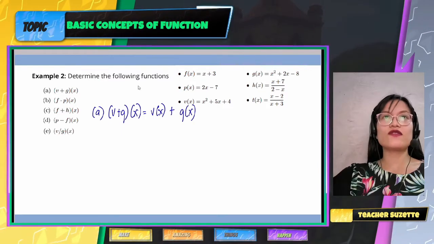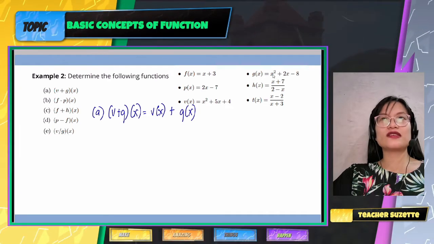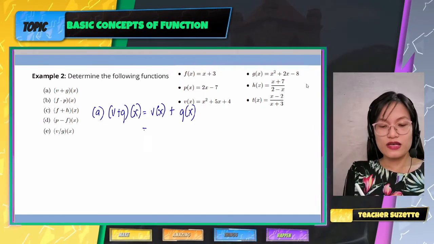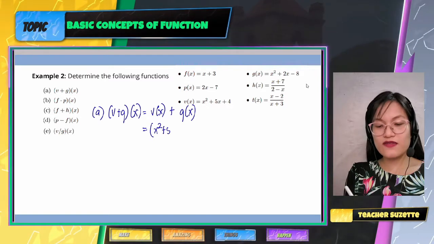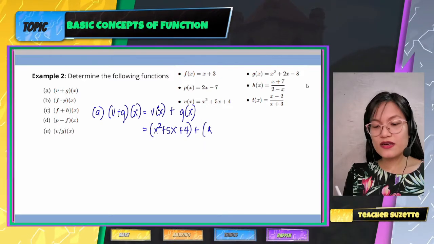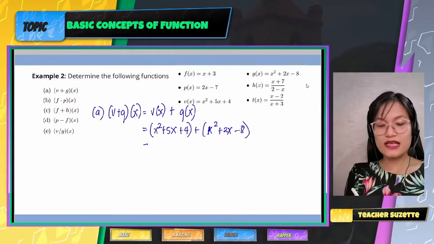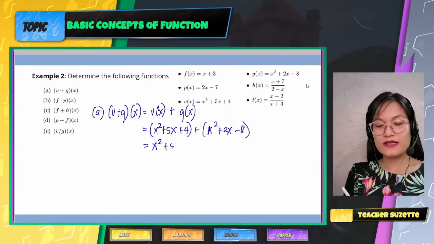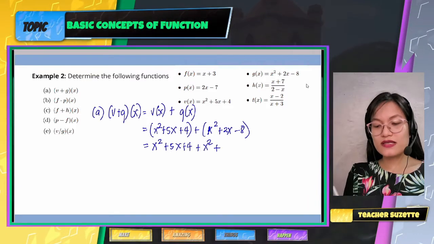And the value of our v of x is 2x squared plus 5x plus 4. And g of x is 2x squared plus 2x minus 8. So, let's just input them in our equation: x squared plus 5x plus 4 plus x squared plus 2x minus 8. Then, let's remove our grouping symbol or parenthesis. So, we will have x squared plus 5x plus 4 plus x squared plus 2x minus 8.